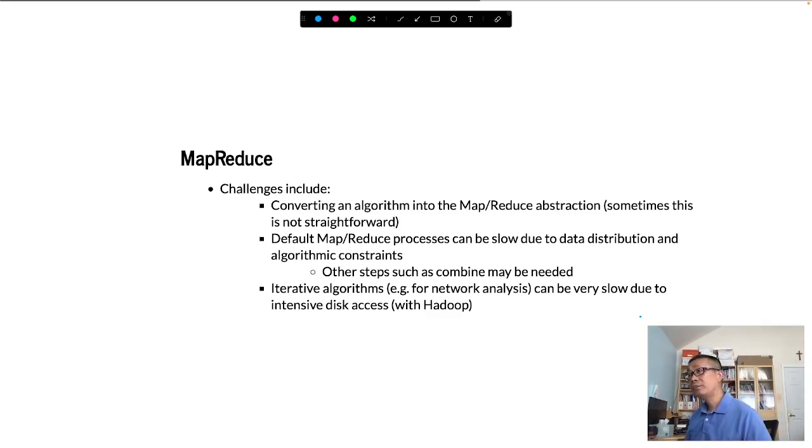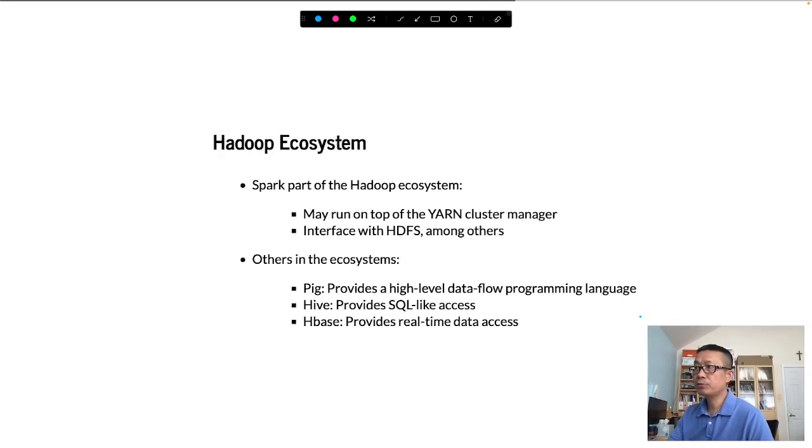Sometimes iterative algorithms, which is quite often the case for network algorithms, for network analysis, can be very slow if you have to rely on the disk access. So part of the reason Hadoop was not that efficient is because when you implement iterative algorithms, it heavily relies on disk IOs, which is slow, and it can slow down the whole process.